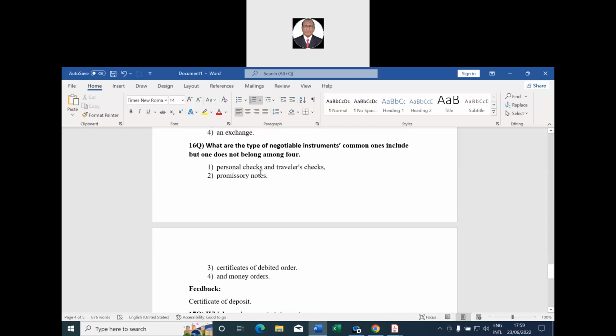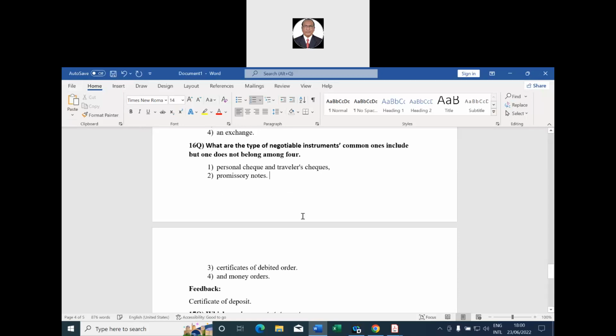See, personal checks, you know, the check is wrong. It is not the right spelling. CHEQUE is the right spelling. I don't know why people write it in this way. Cheques, that is the proper way. Okay, now auto save. Yes, auto save. You have to save it.